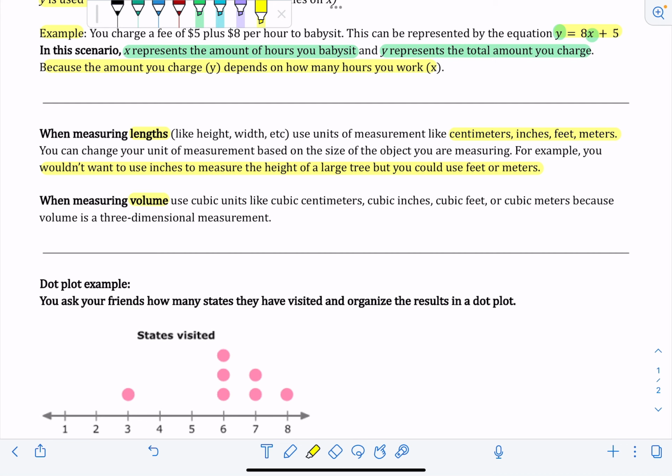So we measure volume in cubic units, like cubic centimeters, cubic inches, cubic feet, or cubic meters, because it's a three-dimensional measurement.